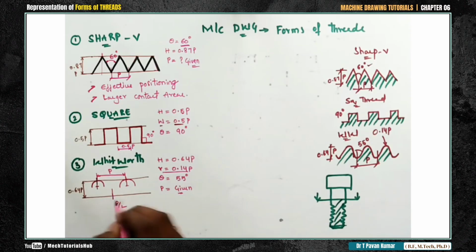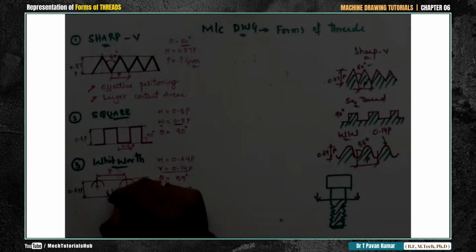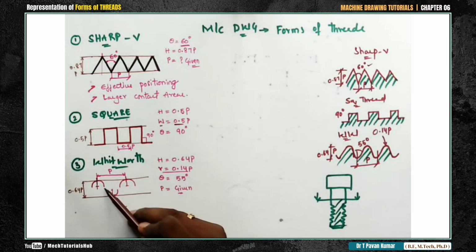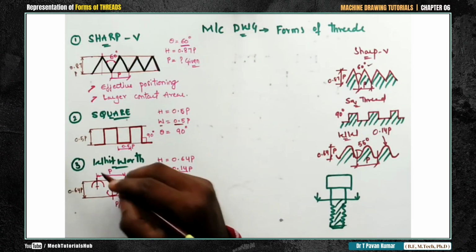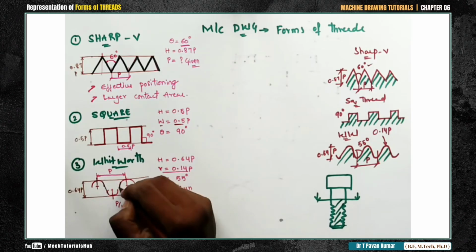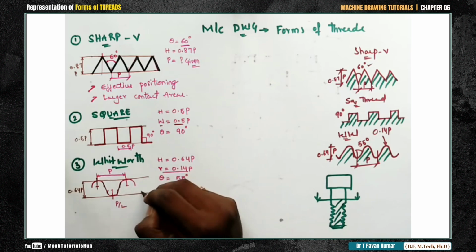Now try to darken with HB. This is how you'll get the profile, which is maintaining an angle of 55 degrees and a height of 0.64 p. The pitch value is given to you, and you need to represent r also. r is equal to, this is r. What is r? That you have already calculated.